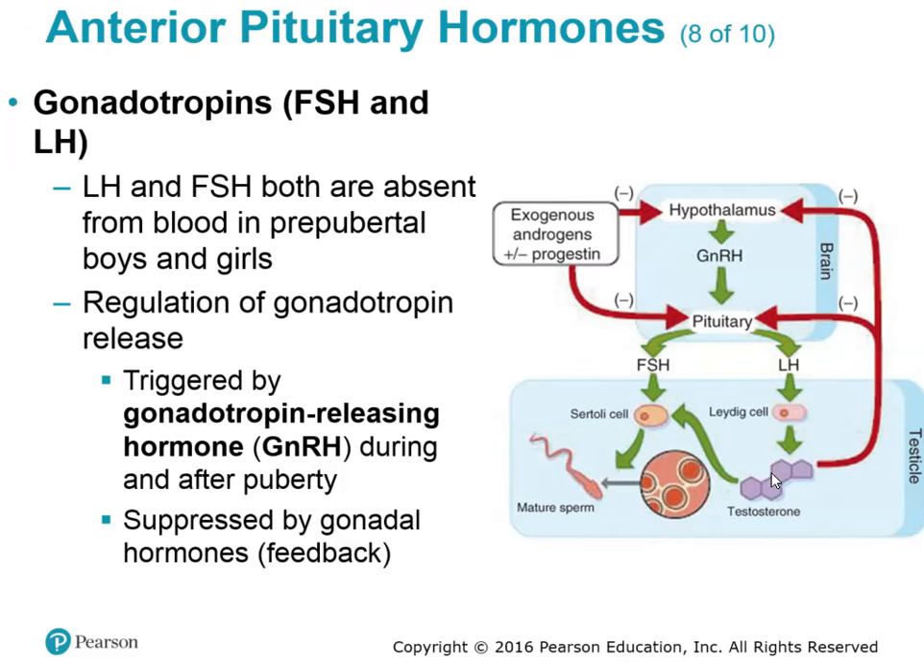And again, this would also work with a negative feedback. So once testosterone levels are high enough, we'll go back to the hypothalamus and the pituitary to turn them off through that negative feedback loop.